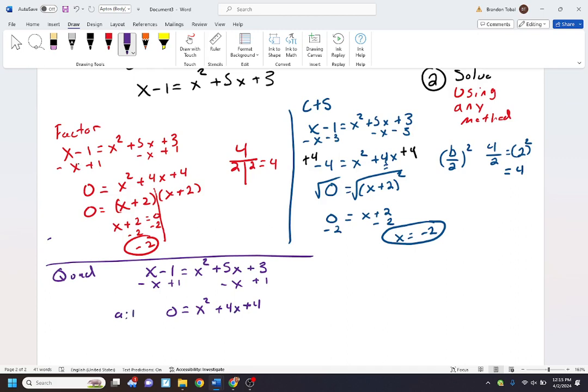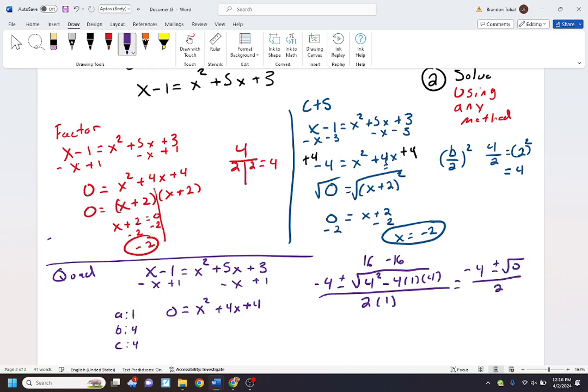So A is going to be 1, B is 4, C is 4. So negative 4 plus or minus the square root of 4 squared minus 4 times 1 times 4, over 2 times 1. This is 16 minus 16. So negative 4 plus or minus the square root of 0. The square root of 0 is 0. So negative 4 plus or minus 0 over 2.